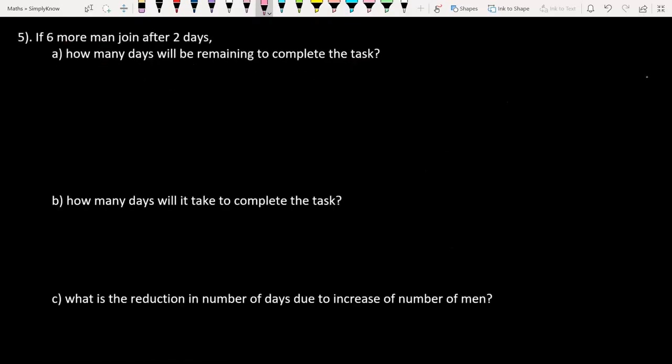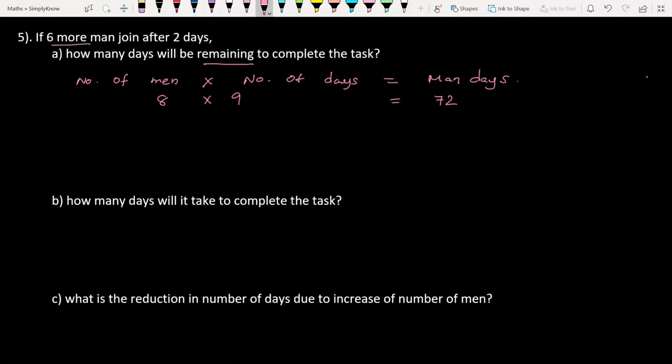Now it's the fifth question. If 6 more men join after 2 days, question A, how many days will be remaining to complete the task? So let's start with our equation. Number of men times number of days equals man days. We know that 8 men take 9 days to complete the task. So 72 man days.